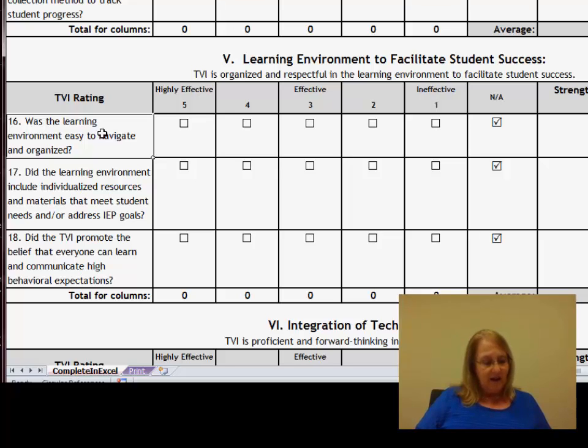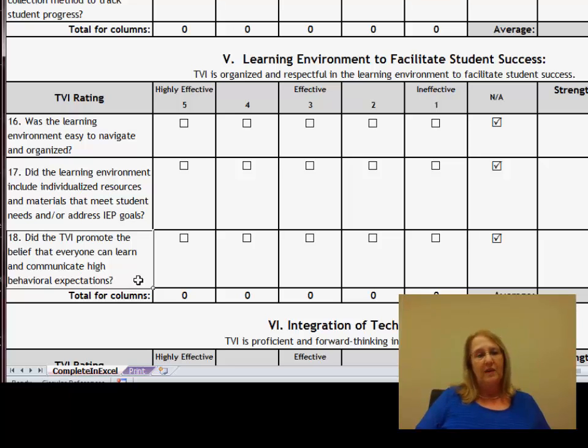The other piece of that, if you look at 18, is did the TVI promote the belief that everyone can learn and communicate high behavioral expectations? So that's really where the respectful piece of this statement comes in. Because if the TVI isn't demonstrating that they believe the student can learn, you'll see that in subtle ways in how they communicate with the student, the way they touch the student, the way they talk to the student, the type of reinforcement they use. All of that comes out whether you believe that a particular student can learn or not. So that's what you would be looking for there.